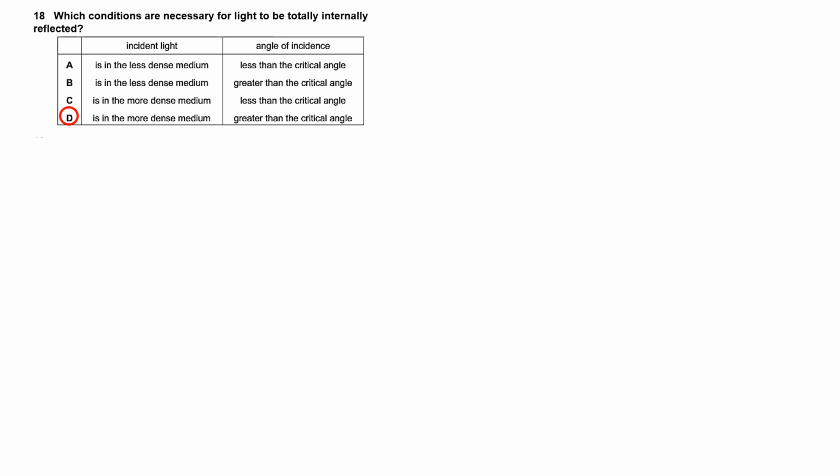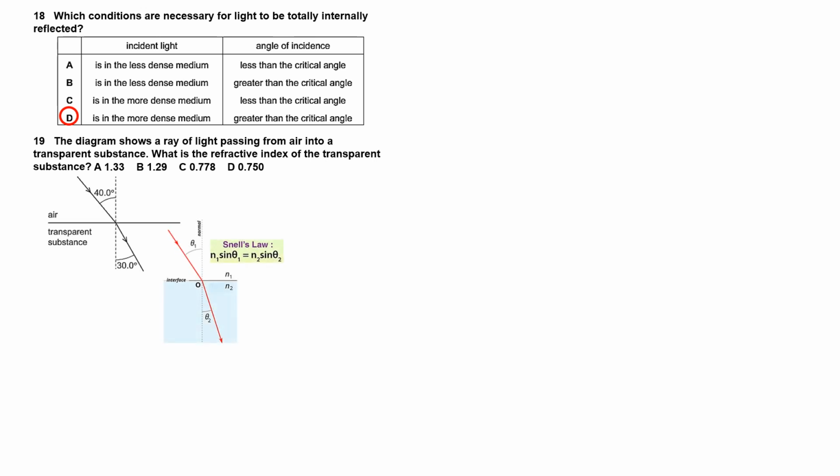Question 19. The diagram shows a ray of light passing from air into a transparent substance. What is the refractive index of the transparent substance? Snell's law relates the angles of incidence and refraction to the refractive indices of the two media. The refractive index of air is approximately 1. You can rearrange Snell's law to solve for the refractive index of the transparent substance, n2.